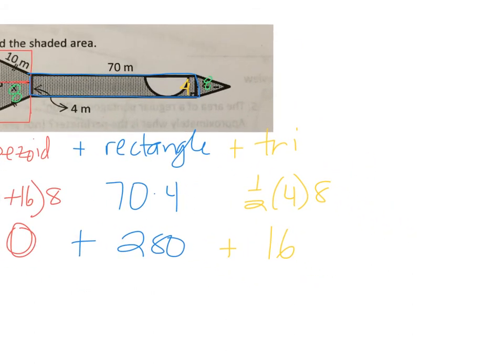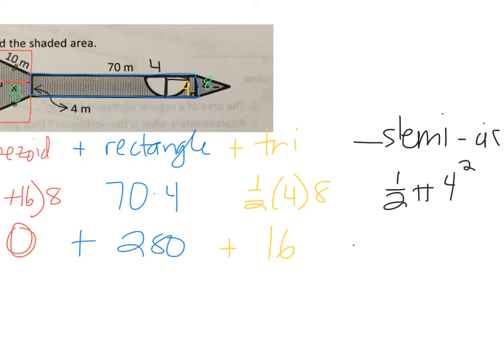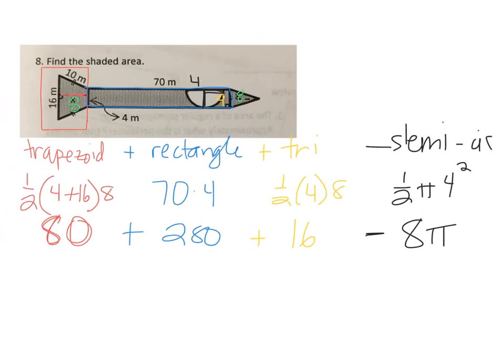And now my semicircle. So if you're taking a look here, this is the radius of your semicircle. So our semicircle has a radius of 4, minus semicircle. So 1/2 of pi times 4 squared is 8 pi. 4 squared is 16. Half of 16 is 8.